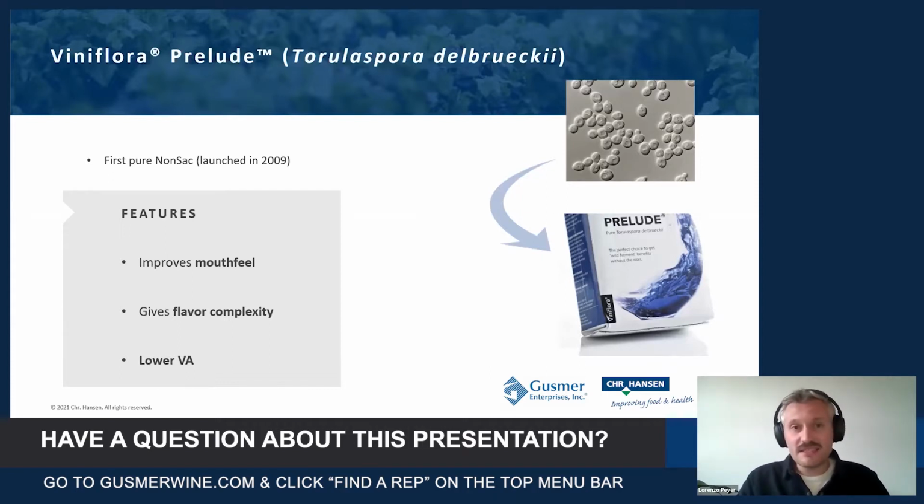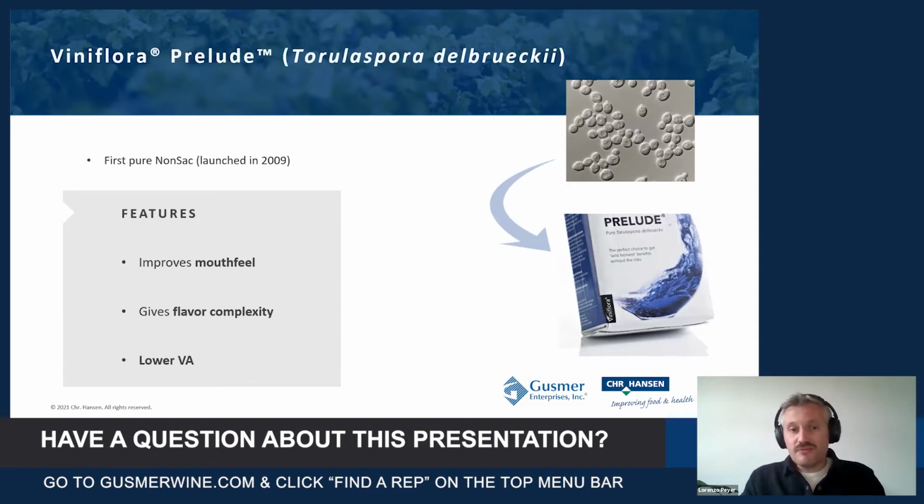So this one is Torulaspora delbrueckii, with the commercial name Prelude. So again, launched in 2009 with a strong feature in improving mouthfeel. So this culture, according to its metabolism, can release mannoproteins. Mannoproteins are larger polysaccharides connected to proteins that can actually give a smoothness, a roundness to the sip of wine.